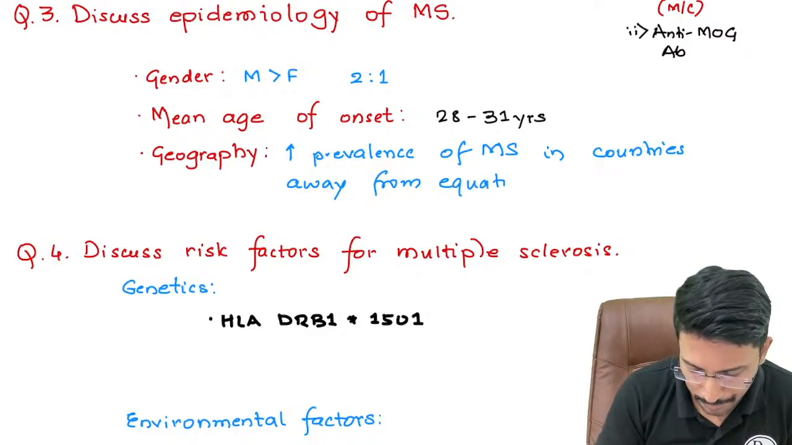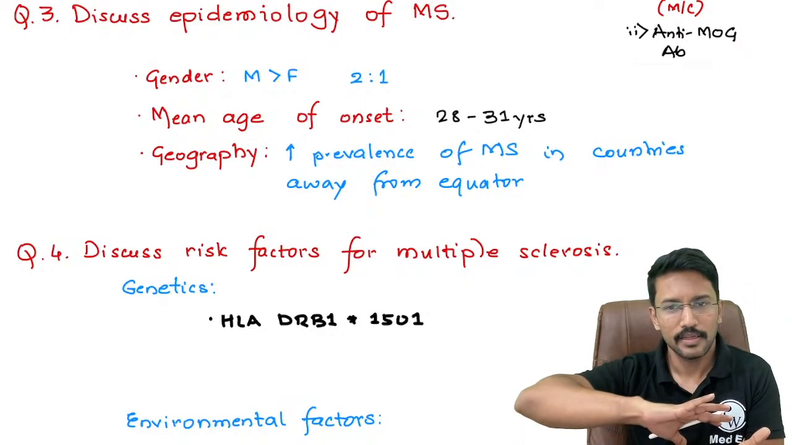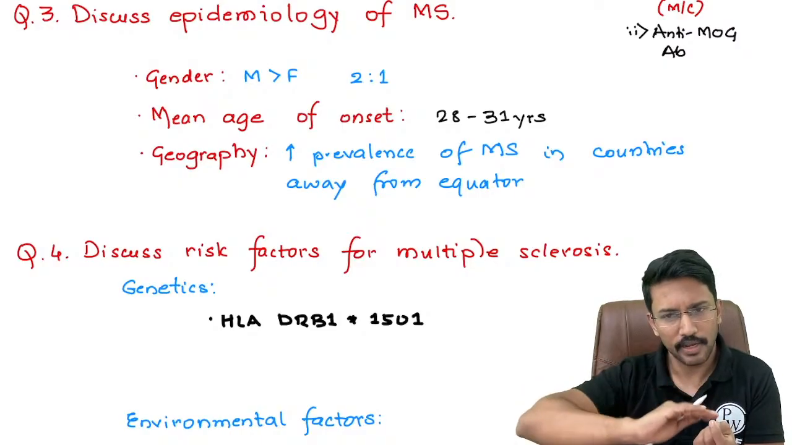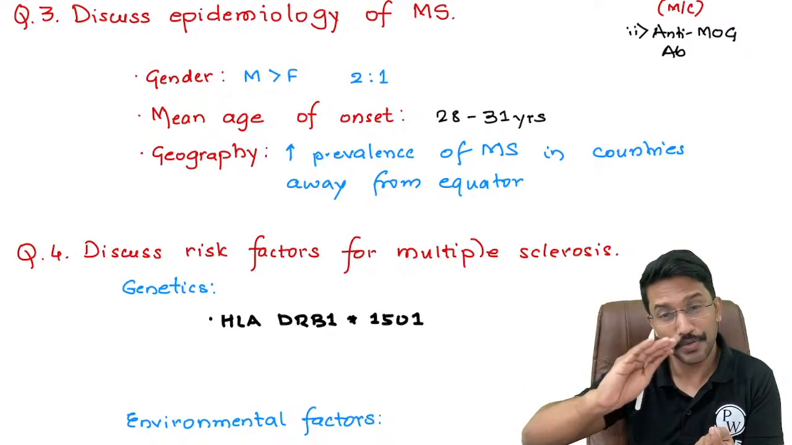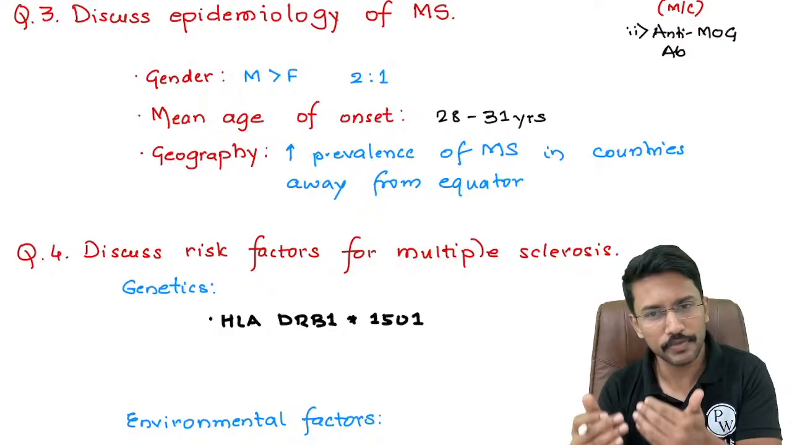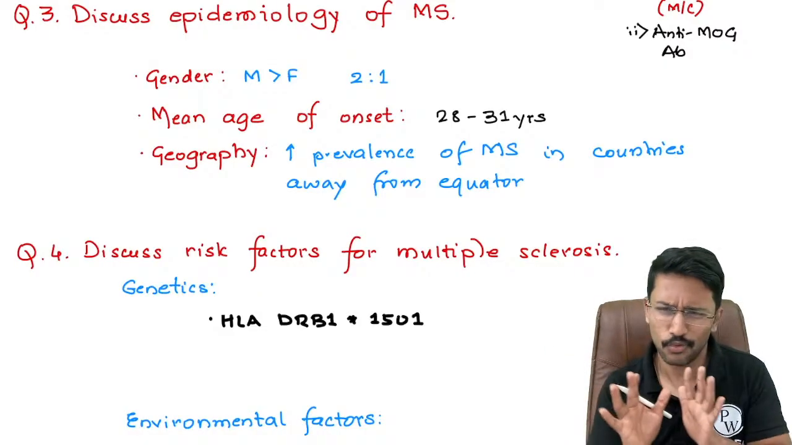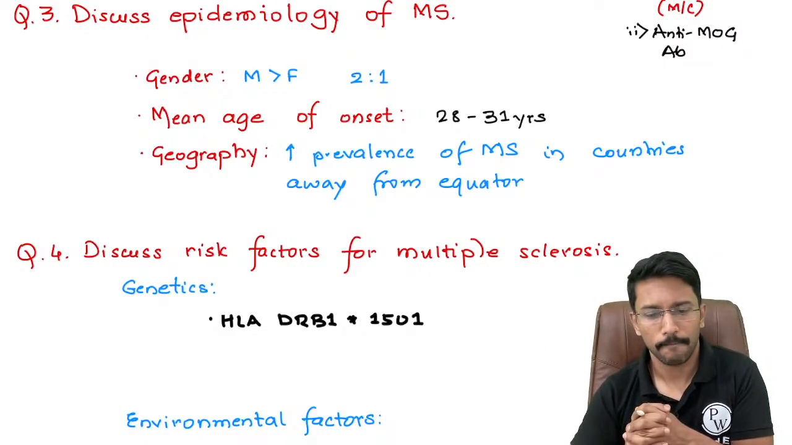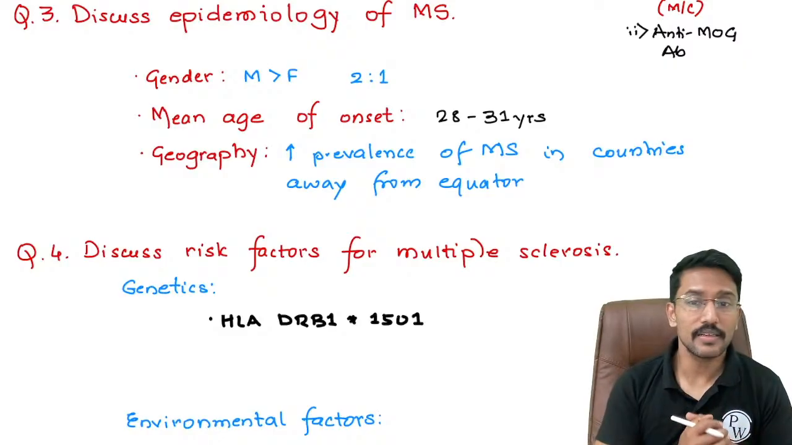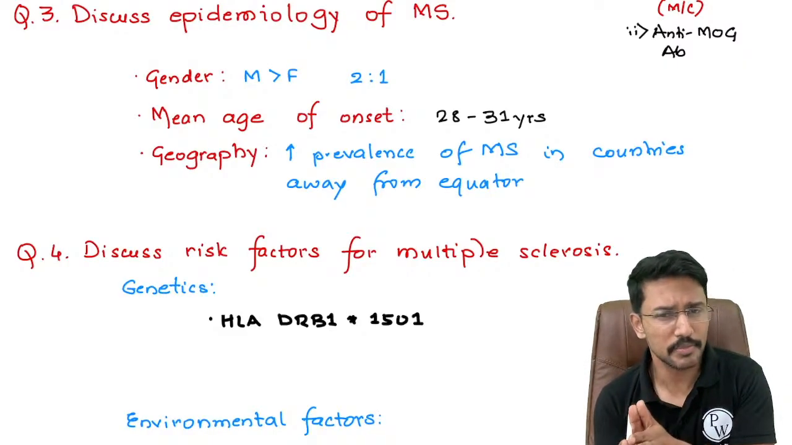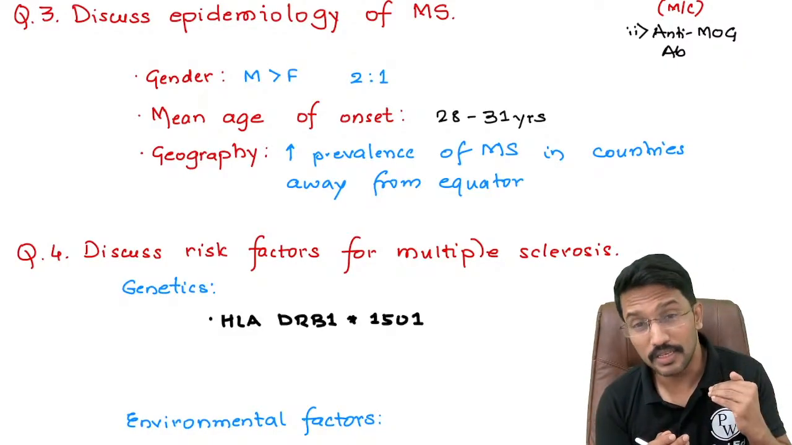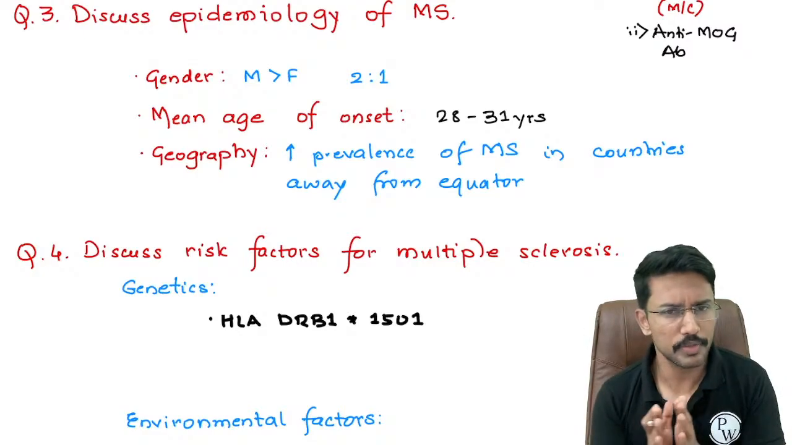So if you take a globe and start moving away from the equator towards the pole, the prevalence of multiple sclerosis goes on increasing. What could be the cause? Well, when we have studied the risk factors, and I remember I made a statement saying that the prevalence of multiple sclerosis in India is increasing. What could be the cause?